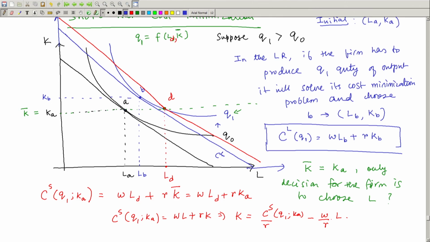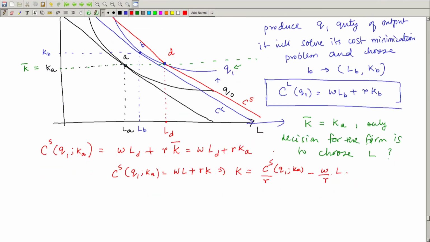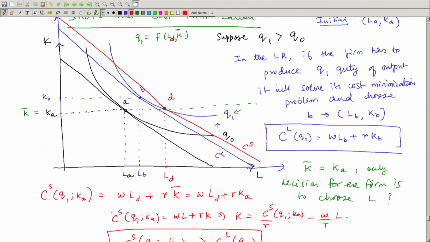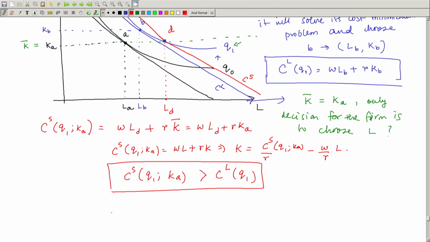However, the red line, in fact, I just have one point here, the point D. What we have done is, we are trying to find out the rupee value of the cost associated with the cost line passing through the point D, that is going to be C_S. So, clearly C_S is a higher level than C_L. So, C_S of Q1 comma K bar is going to be greater than C_L of Q1. So, the main takeaway here is that the cost in the short run is going to be greater than the cost in the long run.